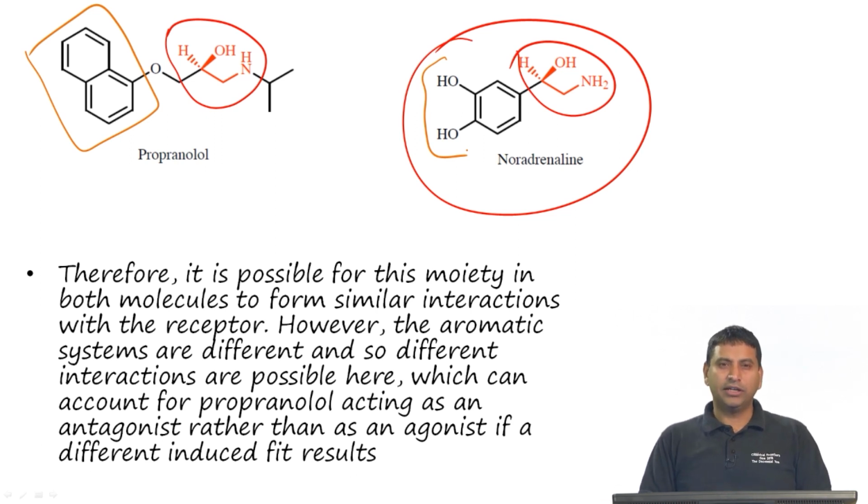Now, in order to understand whether it is going to have selectivity, we would need to find out how this molecule varies across various isoforms of this receptor, and it may not be easy to predict beforehand whether it would have selectivity or not.